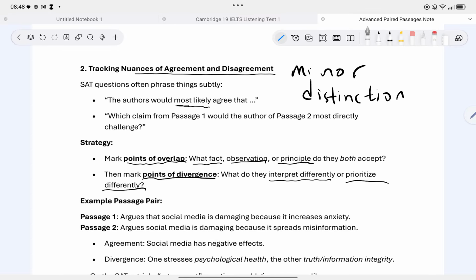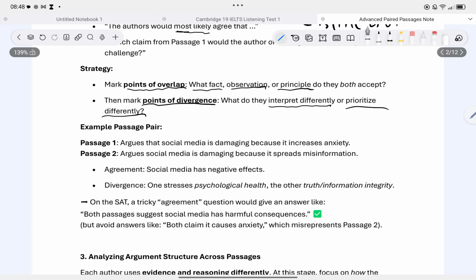All right, let's move on. Look at this example. Passage 1 argues that social media is damaging because it increases anxiety. By the way, this is not how the passage will look in the exam. During the test, obviously, it's an actual paragraph. I'm only using the main ideas discussed, because we've discussed main ideas earlier.